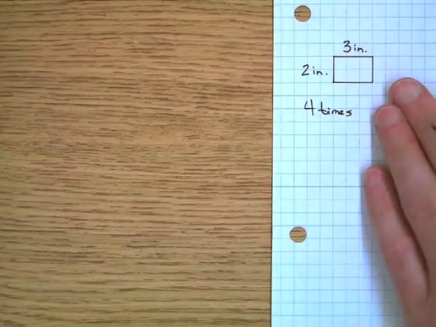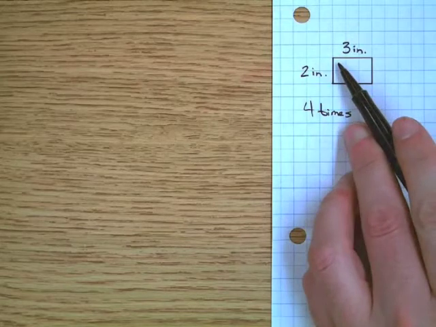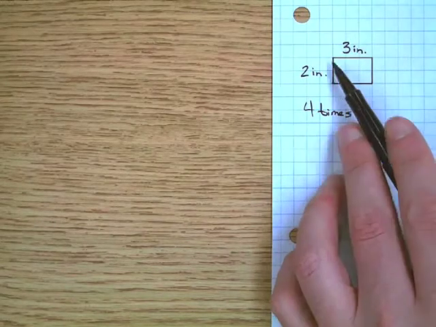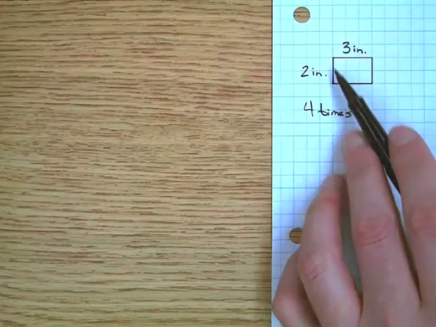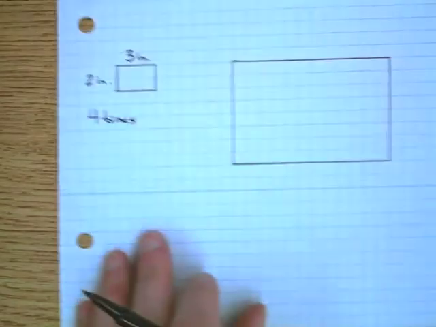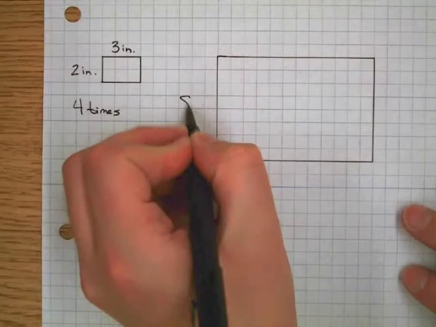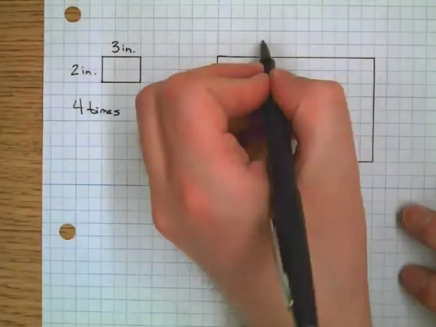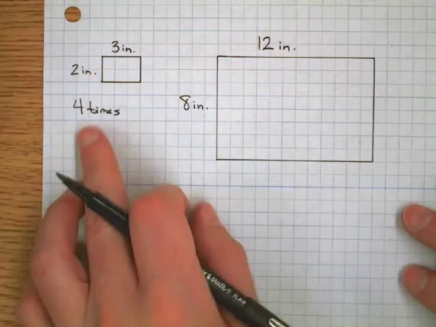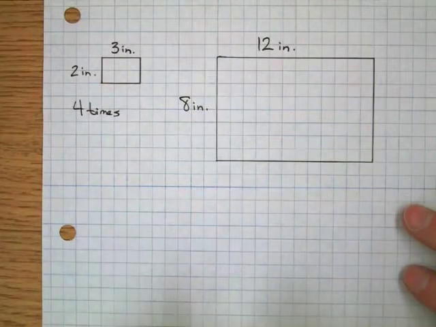So if we multiply these dimensions by 4, our new width is now going to be 12 inches, and our new length is going to be 8 inches. And so here we can actually draw that out. Here we have a new rectangle with 8 inches along this side and 12 inches along this side, 4 times our small one. So let's see how the perimeter and area compare.